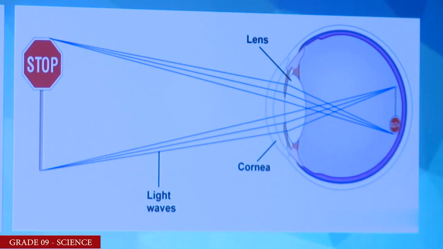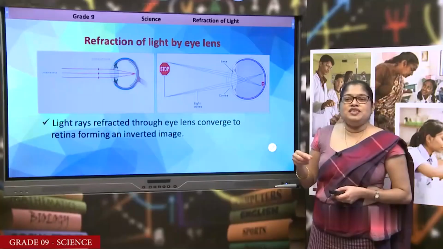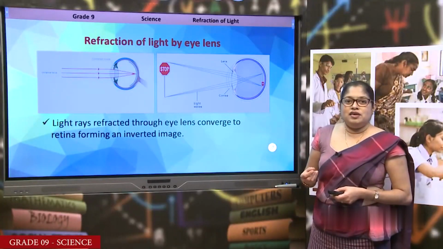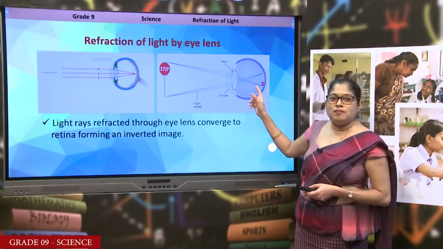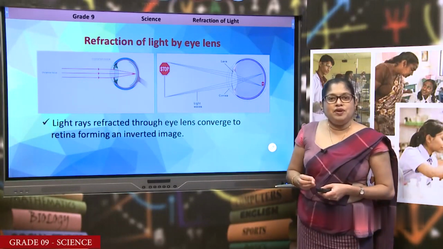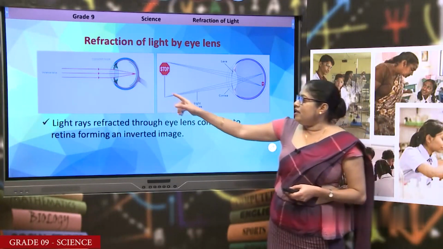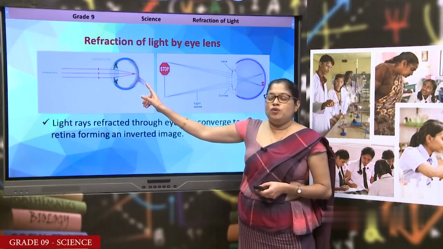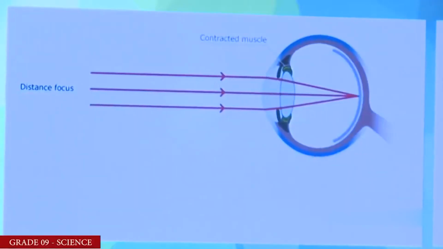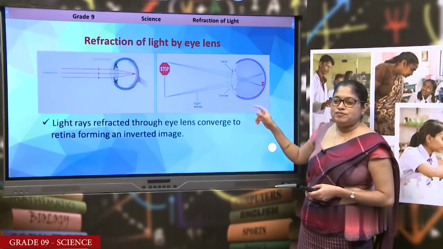So, how do you see things? Do you see things inverted or upright? We see things upright, but you can see here the image is inverted. How do we see an upright image then? This is done by the structure we call the optic nerve. This nerve sends the message to the brain and the brain interprets this image as an upright one.